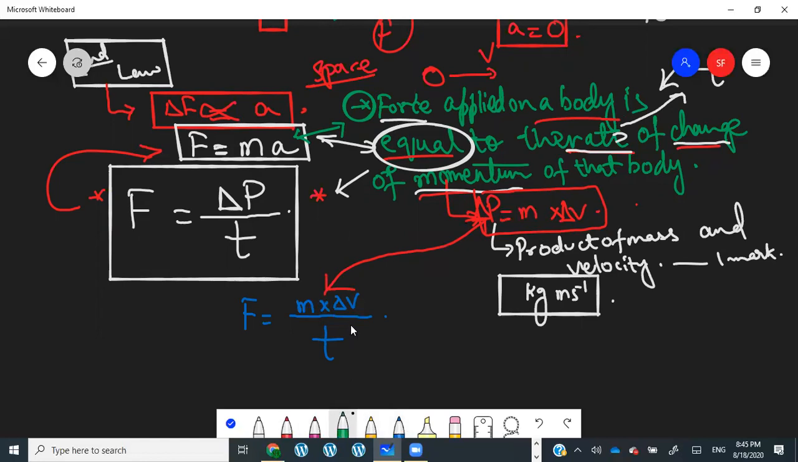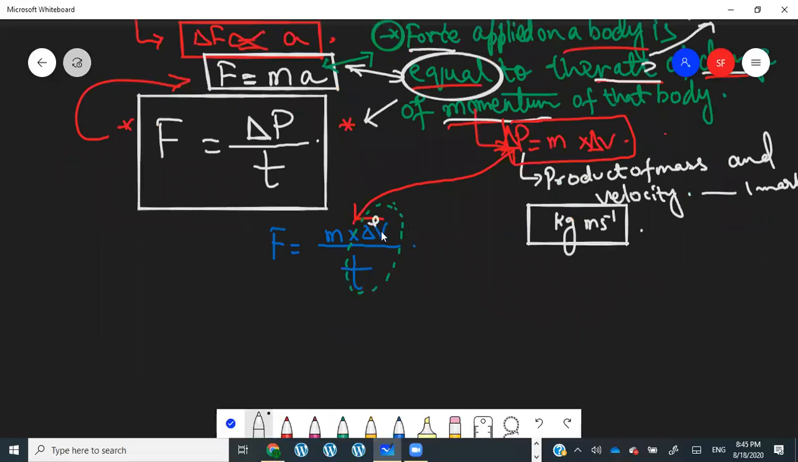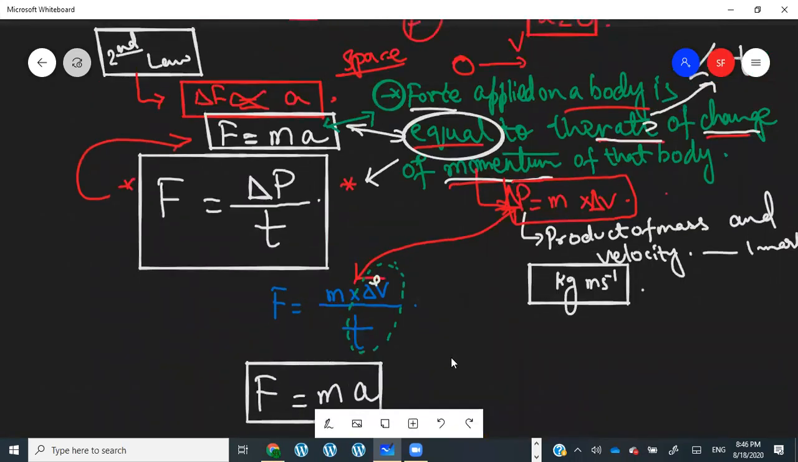What is change in velocity per unit time? What does this look like? A definition of some other quantity? Change in velocity per unit time is the rate of change of velocity. Do you remember what rate of change of velocity is? Acceleration. Yes, it's acceleration. So mass stays constant. Rate of change of velocity is acceleration. So force is equal to mass into acceleration. You get it? This is how this formula can be used to get this formula.